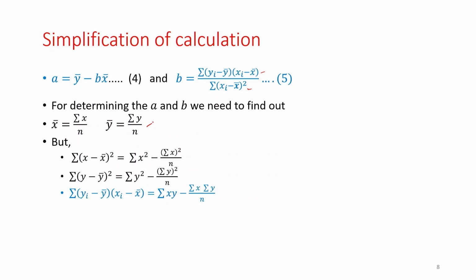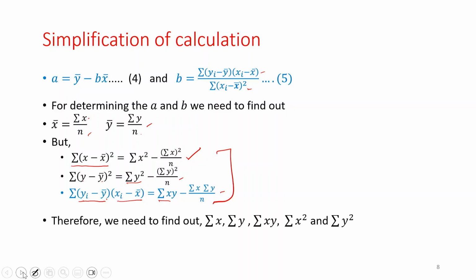X bar and Y bar are very simple. You sum the X and divide by N, sum Y and divide by N. Now this expression, X minus X bar, or you can say Xi minus X bar, same, can be simplified into this: sigma x squared minus sigma x whole squared by N. Similarly, Y minus Y bar whole squared can be simplified as sigma Y squared minus sigma Y whole squared by N. And the summation of yi minus y bar into xi minus x bar can also be simplified as shown here.